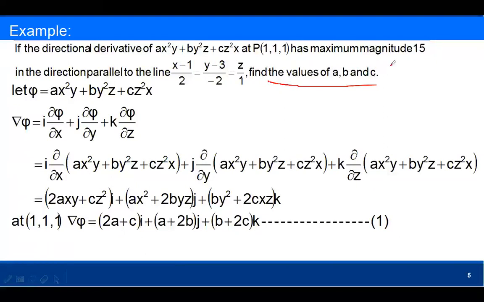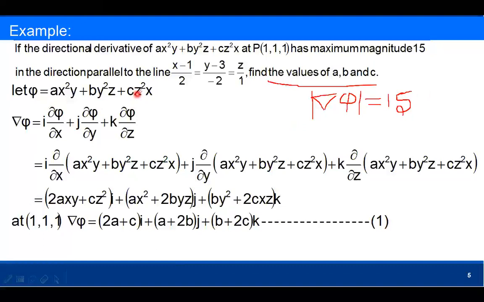So first of all you have to find the gradient of the given scalar function. After that find the maximum magnitude of that. So generally how to calculate gradient of the scalar function phi, that is del phi. So find del phi. After calculating del phi, we equate the maximum magnitude of this del phi with the given value, that is 15. So from that we will get one equation. So first of all you have to consider some phi equal to a x square y plus b y square z plus c z square x.